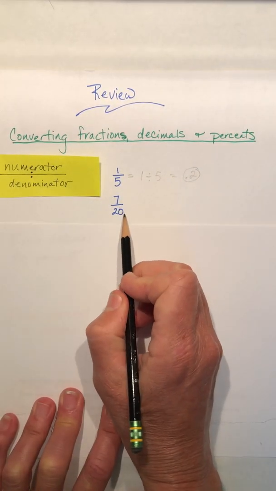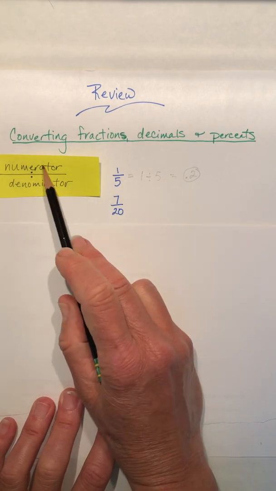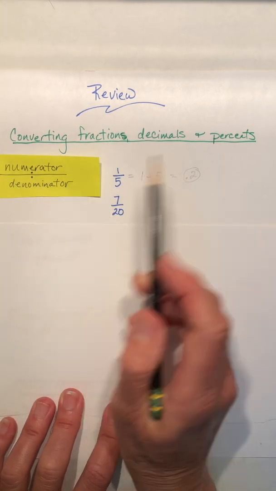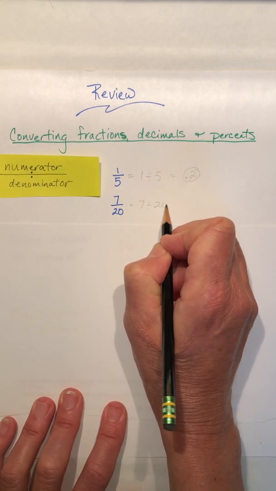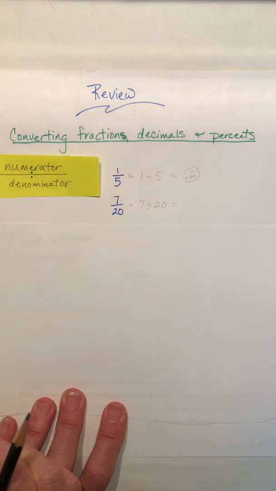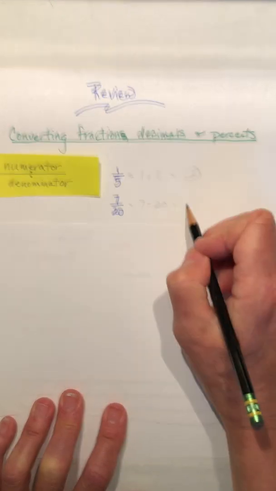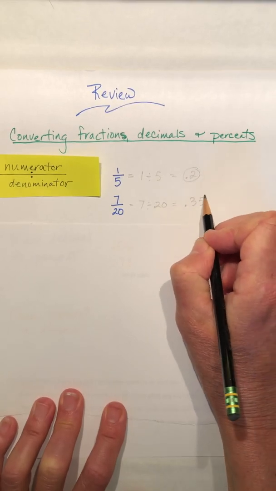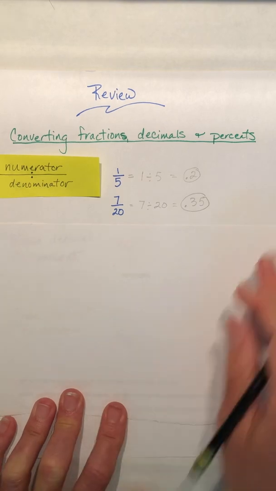Now let's convert 7/20 to a decimal. Again, it's numerator divided by denominator. So this equals 7 divided by 20, which equals 0.35. Great. So there are two samples.